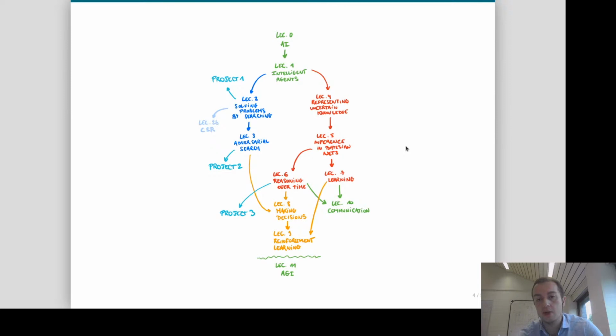Okay, so we'll start with a recap on probability theory. This will be the content of lecture 4, representing uncertain knowledge. And then we'll have a lecture on inference in Bayesian networks. Bayesian networks, we'll see, is a way to represent a joint probability distribution, and then inference is basically the problem of making queries on these networks. Okay, and then we'll see how to combine all these tools to be able to reason over time.